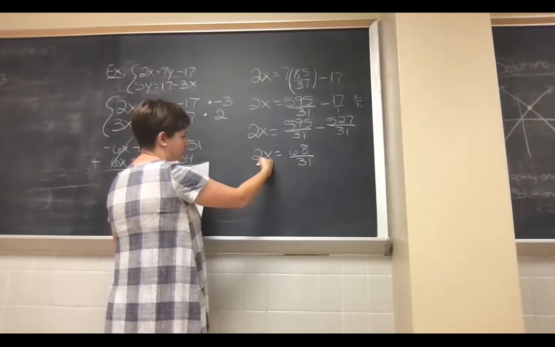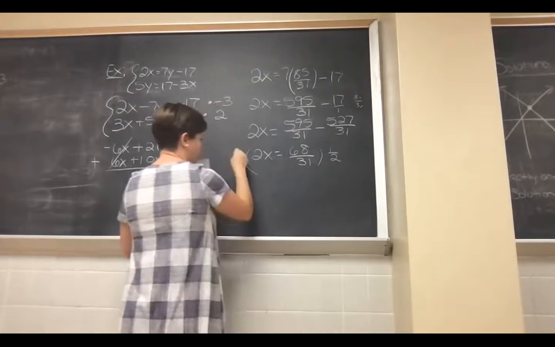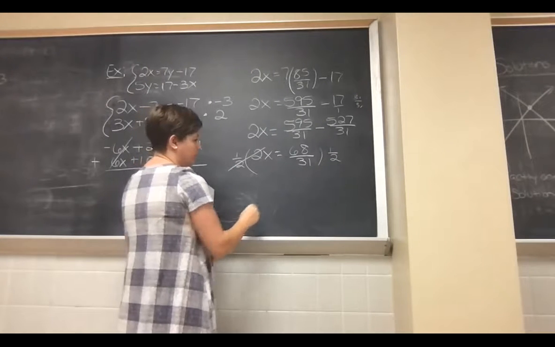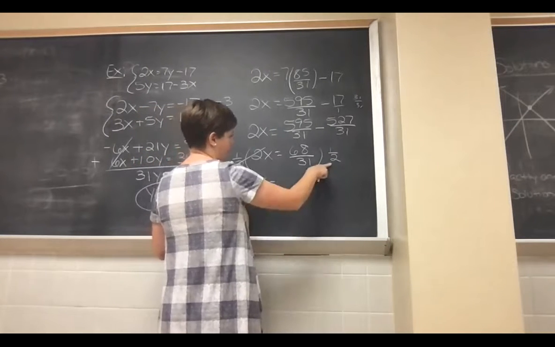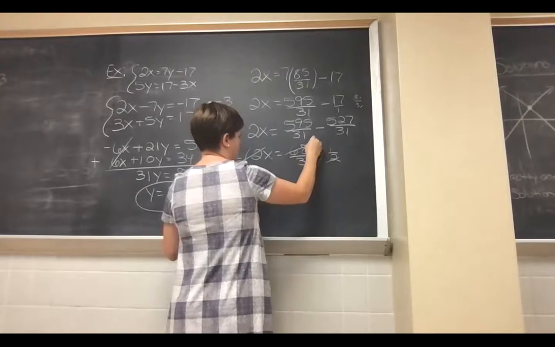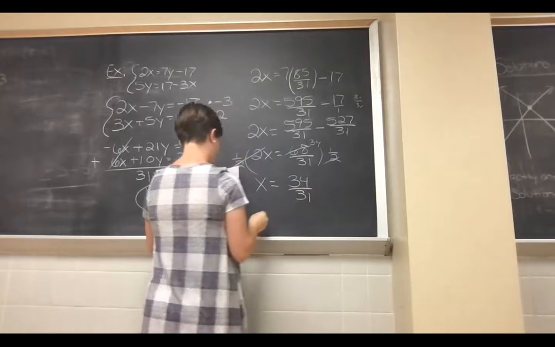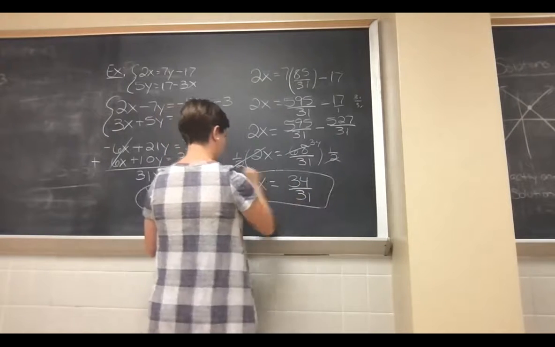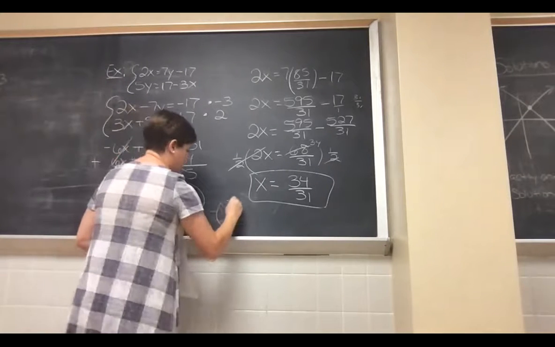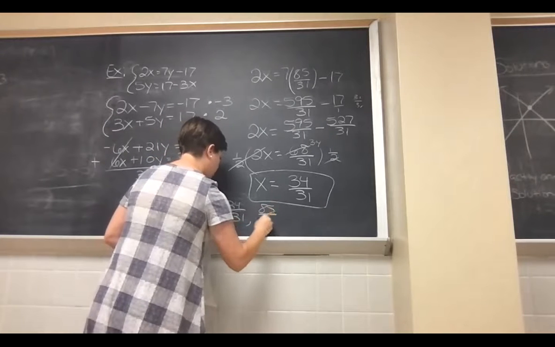Now I'm dividing by 2, or you can think about that as multiplying everything by a half. That'll eliminate the coefficient. I'm left with x equals, and then when you multiply, you can simplify that down. So that's 34 on top. 34 over 31 is my x. So even though they're not nice numbers, those are the solutions. And you get 34 over 31, comma, 85 over 31.